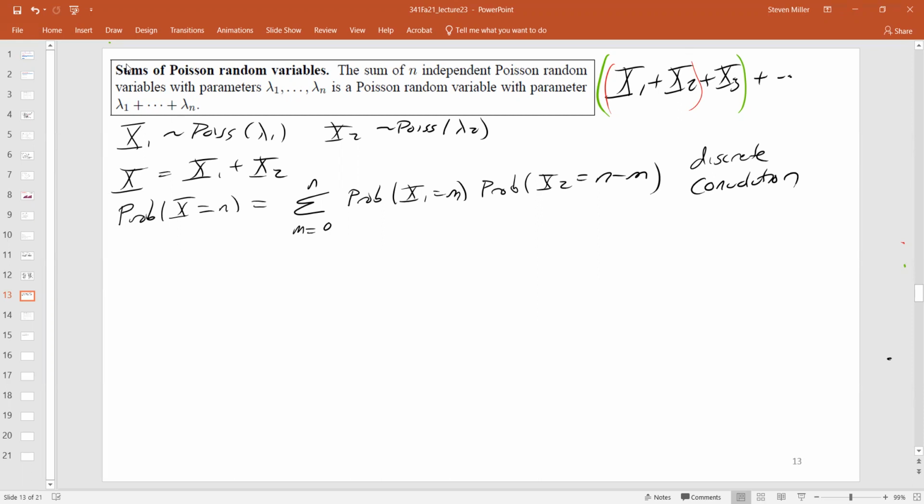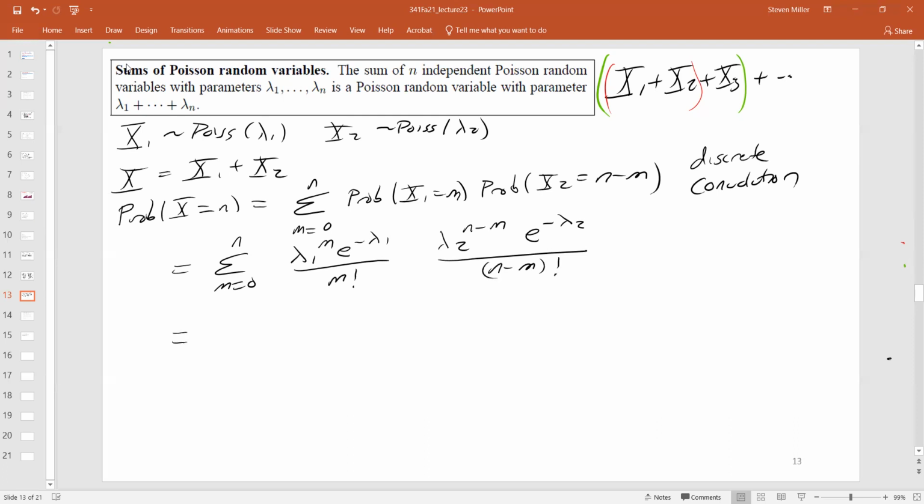All right, well, we know what the densities are, so we just plug them in and then just do some algebra. So this is going to be the sum, m goes from 0 to n. The probability x1 equals m. That's going to be lambda 1 to the m, e to the minus lambda 1 over m factorial. The next one is going to be x2 is n minus m. So it's going to be lambda 2 to the n minus m, e to the negative lambda 2 over n minus m factorial. So I have a sum, m goes from 0 to n. I have m factorial and n minus m factorial. Who hears the screaming?